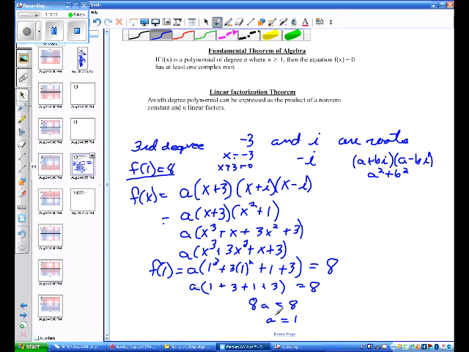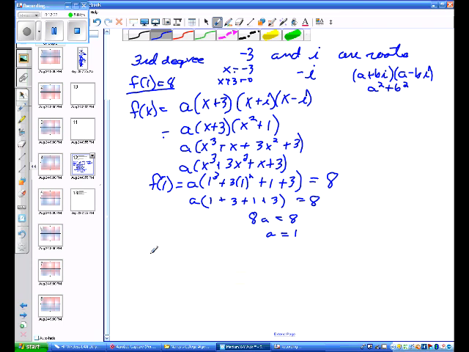So now we have our equation, a equals 1. So if we multiply that out, then we're going to end up with the equation f of x is equal to x cubed plus 3x squared plus x plus 3. So this is the equation that will give you these roots and go through this point. All right, let's look at one more like that.